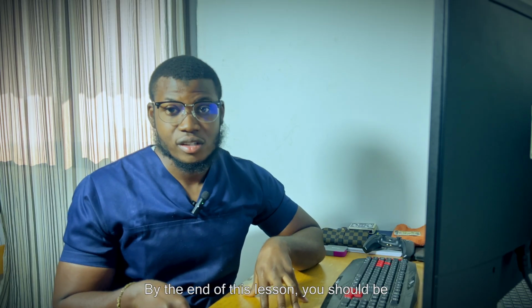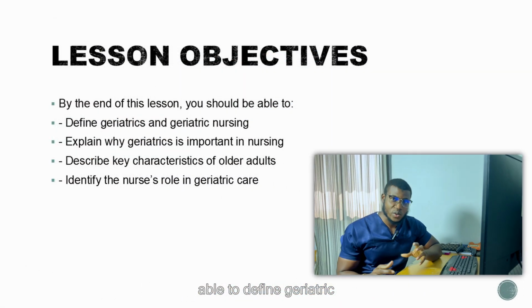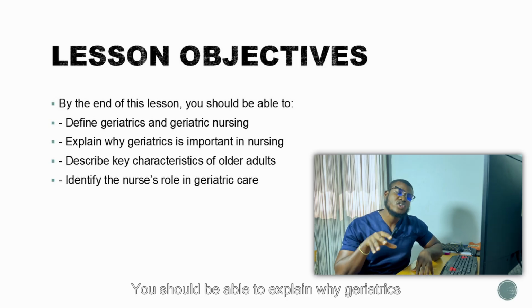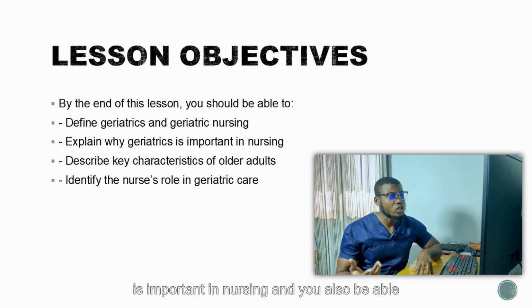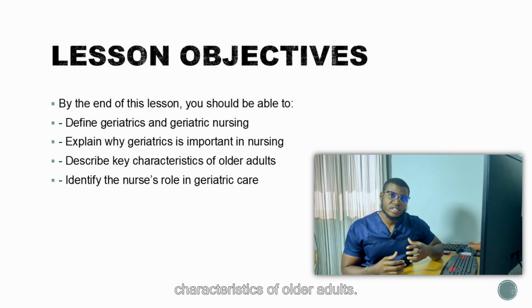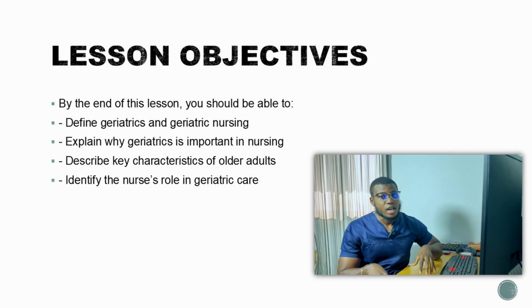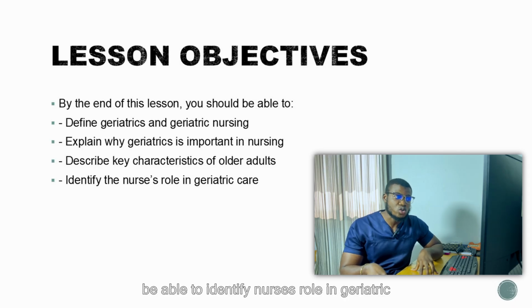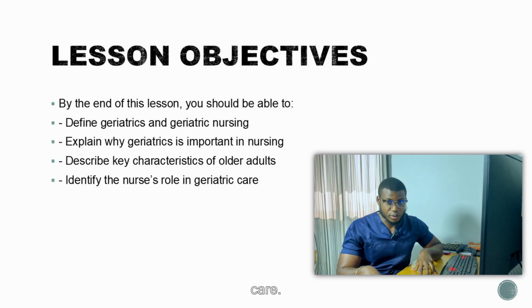By the end of this lesson, you should be able to define geriatrics and what geriatric nursing is. You should be able to explain why geriatrics is important in nursing. You should also be able to describe the key characteristics of older adults. And lastly, you will be able to identify nurses' role in geriatric care.